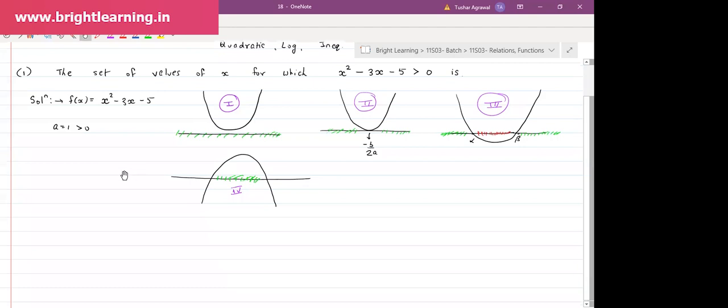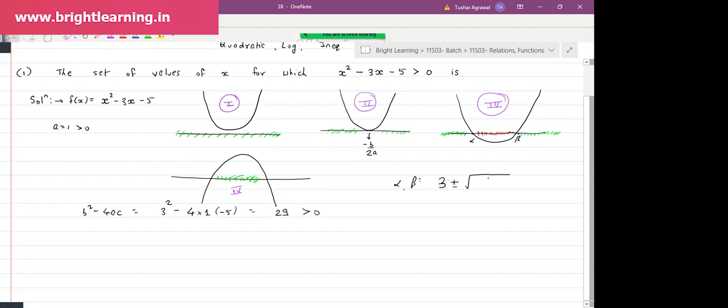So here you can see that b square minus 4ac is equal to minus 3 whole square minus 4 times a into minus 5. So this comes out to be 9 plus 20, that is 29, which is greater than 0. So the graph has 2 distinct roots. And what are the 2 distinct roots? Alpha and beta is equal to minus b, that is 3, plus minus under root b square minus 4ac, that is 29, upon 2a.